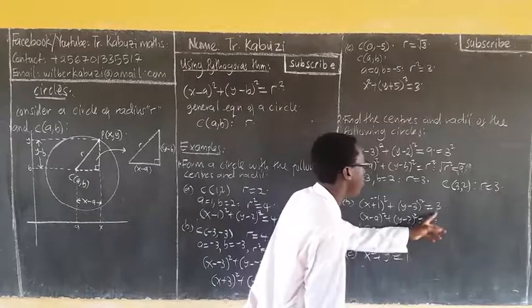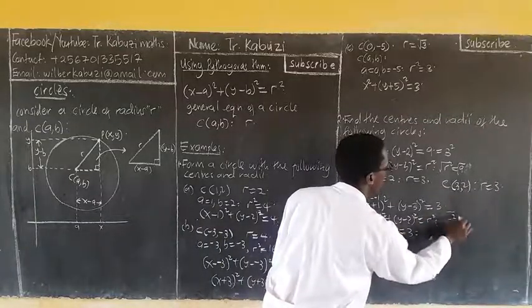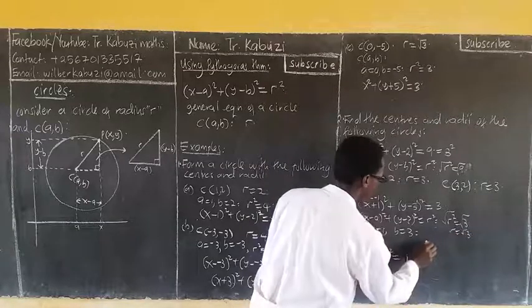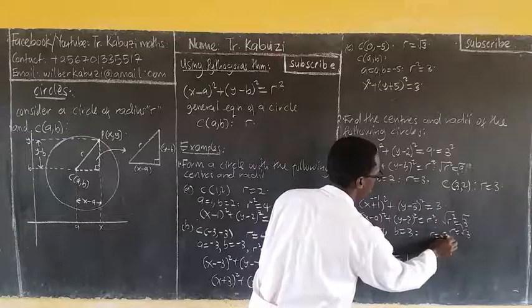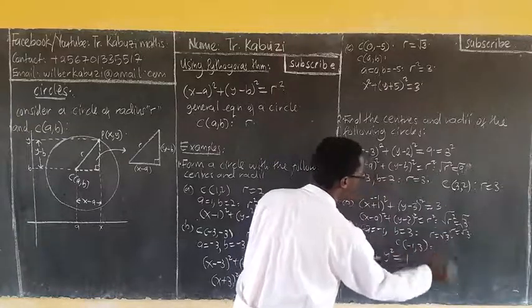And from here, you take the square root. So your r squared is equal to 3. If you take the square root, you get the radius. Your r becomes root 3. So my r is root 3. Therefore, my center is (negative 1, 3).